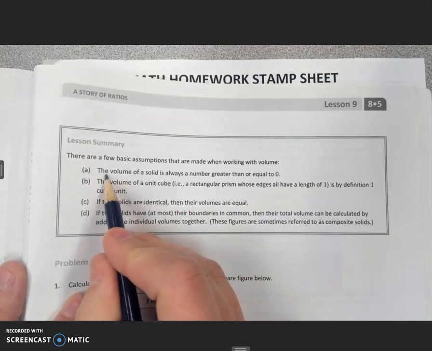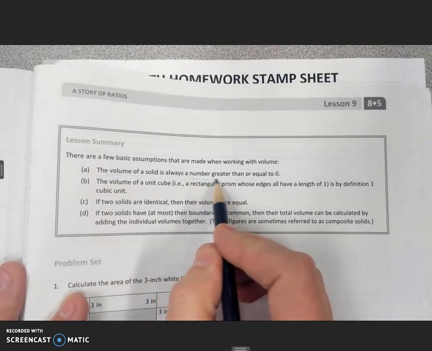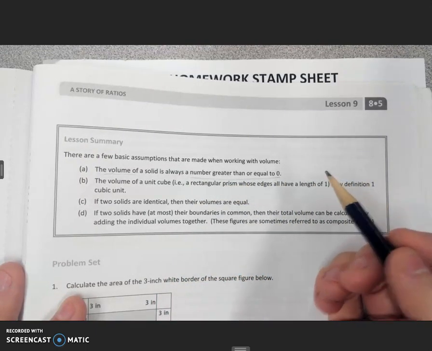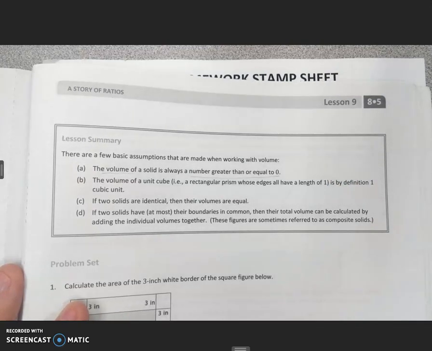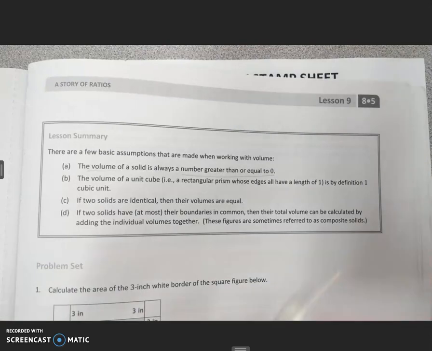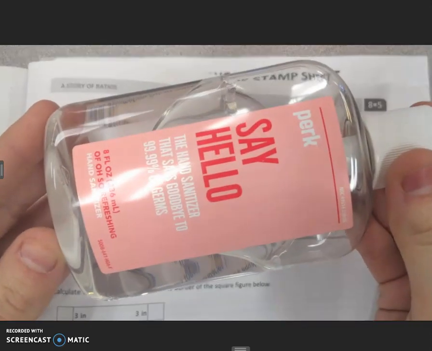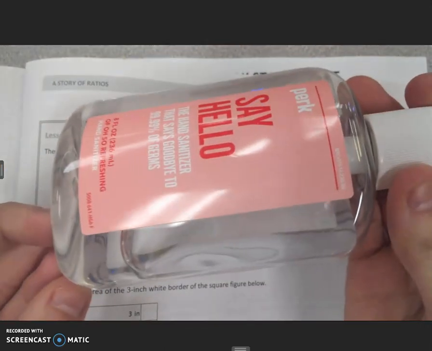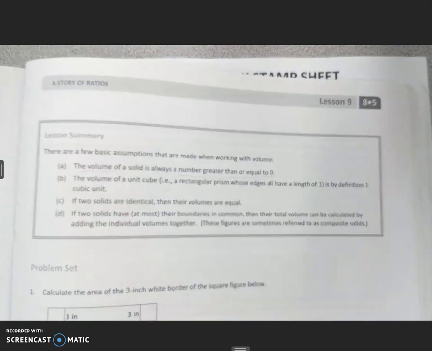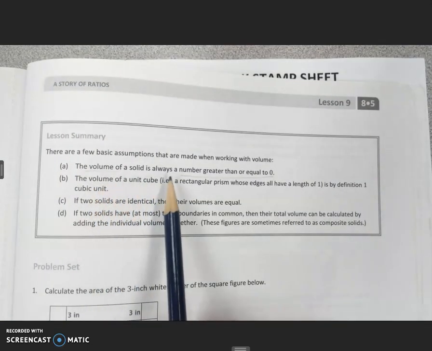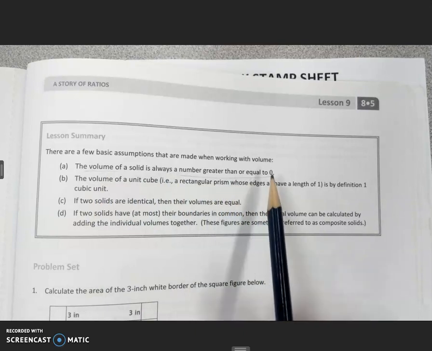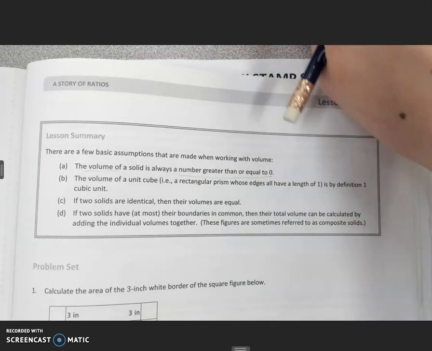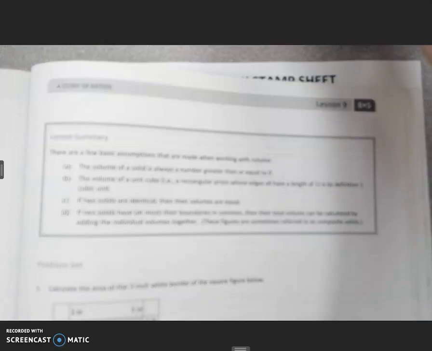It talks about that the volume of a solid is always a number greater than or equal to 0. So when I think of volumes, I think of the amount of liquid in like a container. Like here, I have my hand sanitizer right here. And the volume is the amount of space inside. And I can't have a negative volume. So that's what it's saying. If it was 0, it would be an empty bottle. If it were more, then there would be hand sanitizer in that bottle. Okay? So a little recap on volume and what it means.